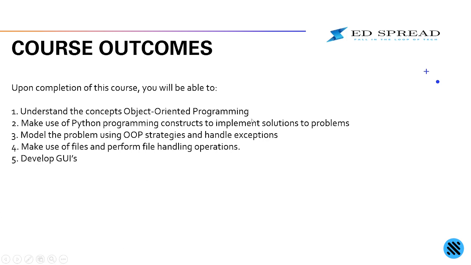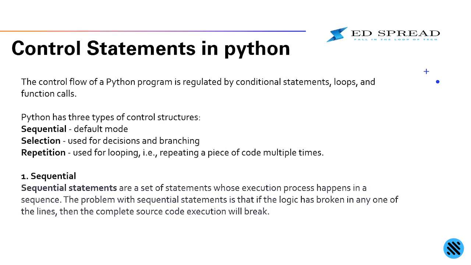These are the course outcomes which you will be able to do once you complete this course. The next thing is control statements in Python. The control flow of a Python program is regulated by conditional statements, loops, and function calls. Conditional statements we are going to learn today, and we are also going to learn loops, and we will also be learning function calls in the further course.